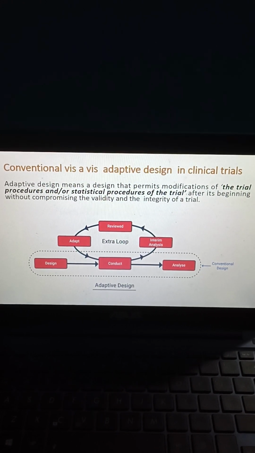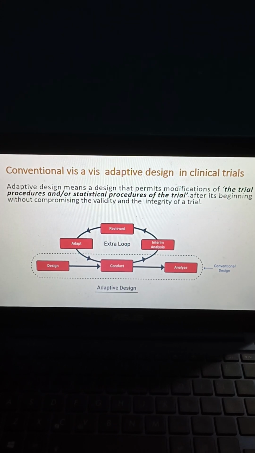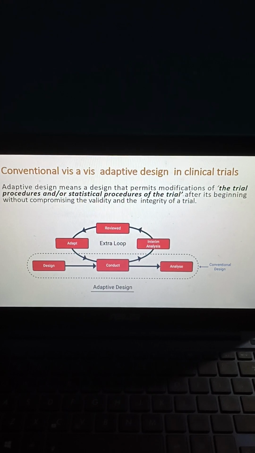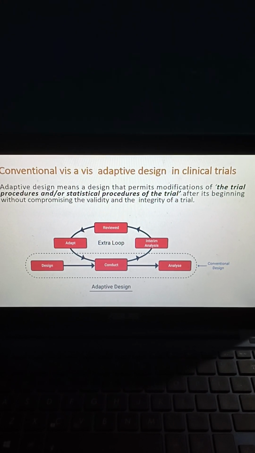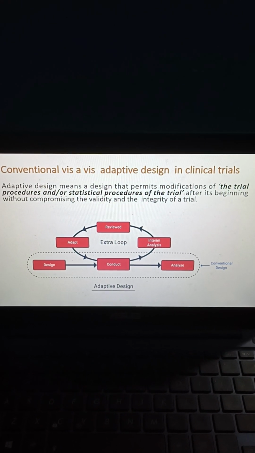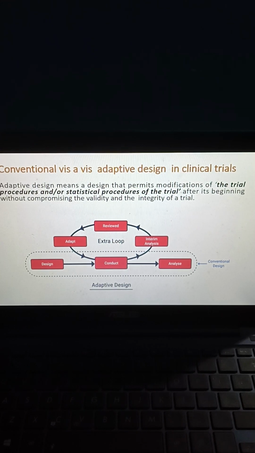Then coming to conventional vis-a-vis adaptive design in clinical trials. Adaptive design means a design that permits modifications of the trial procedures and statistical procedures of the trial after its beginning without compromising the validity and the integrity of a trial.